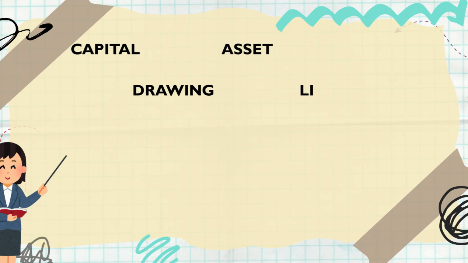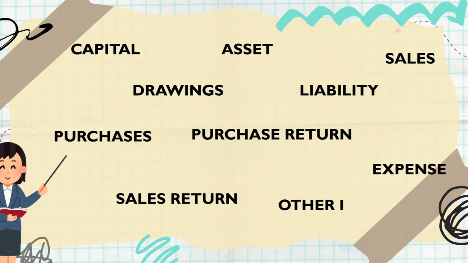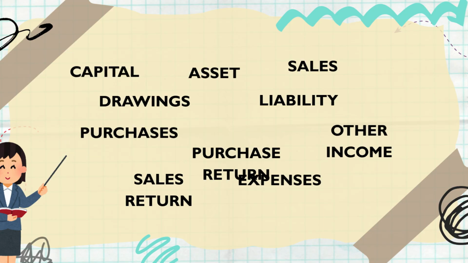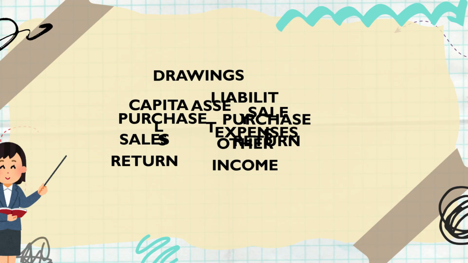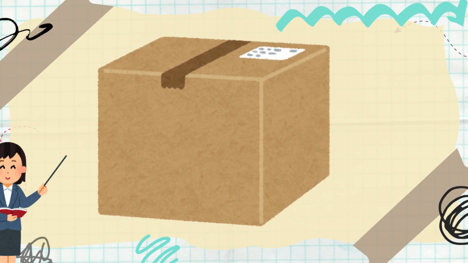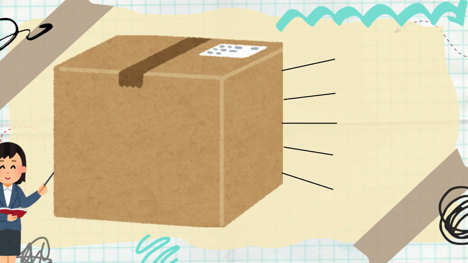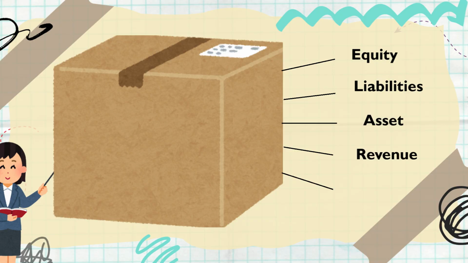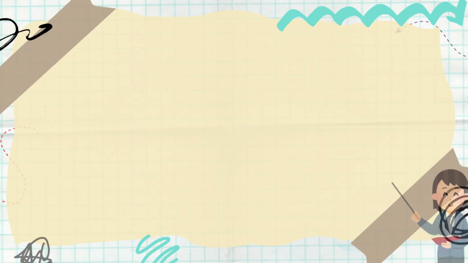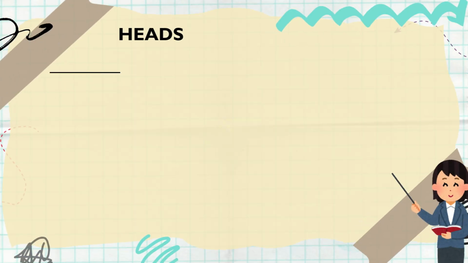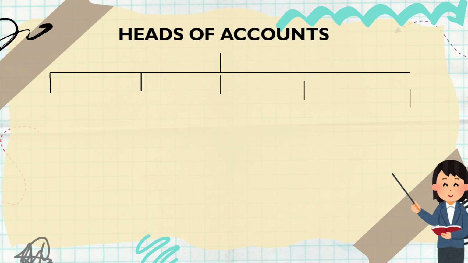These are the 10 heads of accounts on which all accounting transactions are recorded and all accounting adjustments are made. In today's world, these accounting heads are summarized into 5 major categories: equity, liabilities, assets, revenue, and expenses. Now let's see how these 10 accounting heads are summarized into 5 major accounting heads.